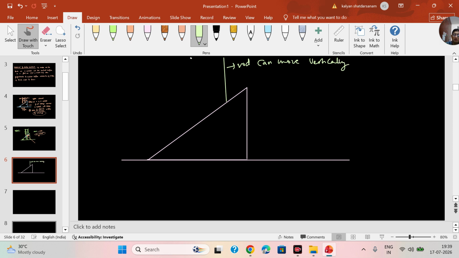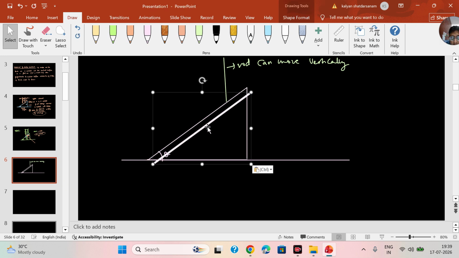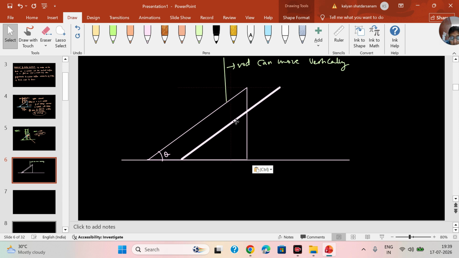Okay, now look at this. This angle I have taken as theta. Suppose the wedge moves to the right by a distance x. So I am going to move it. So let me see if I can copy this. So I have moved it. Okay, my diagram may not be very complete.